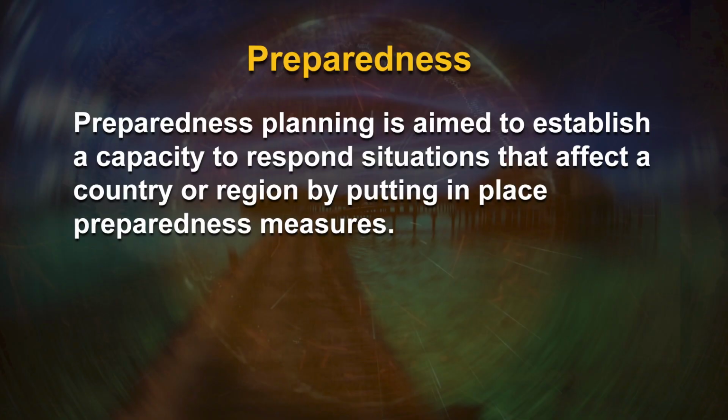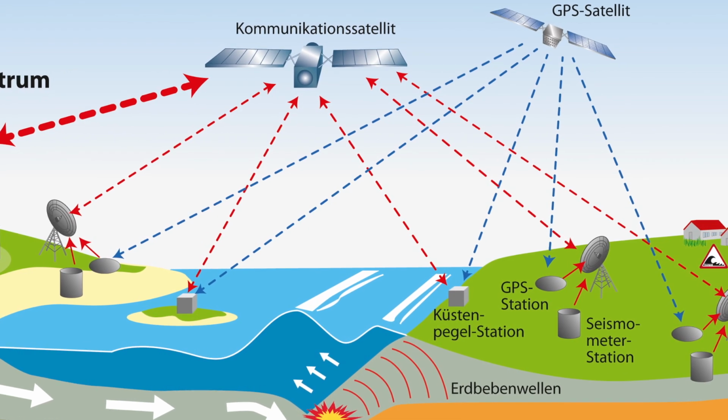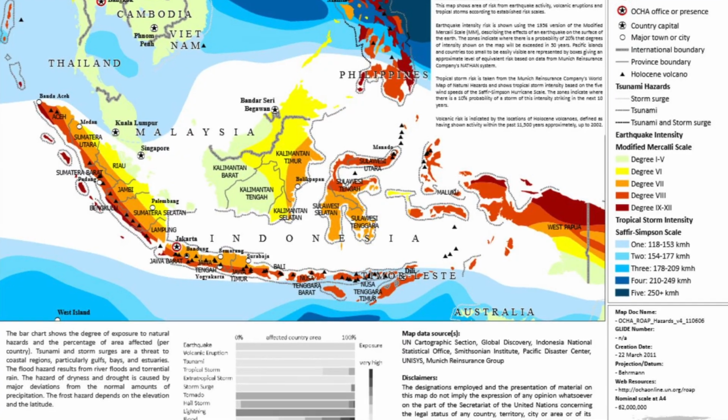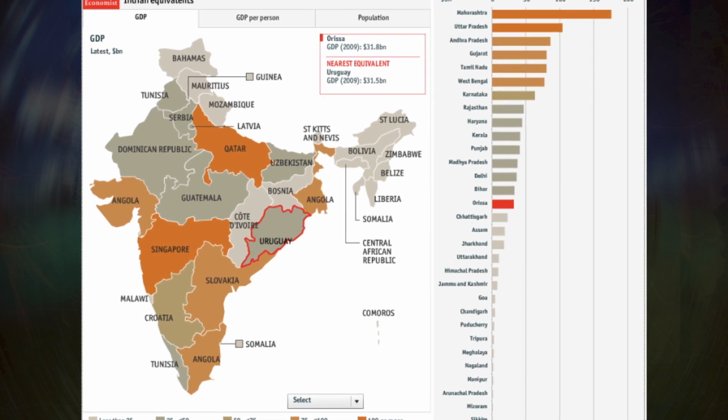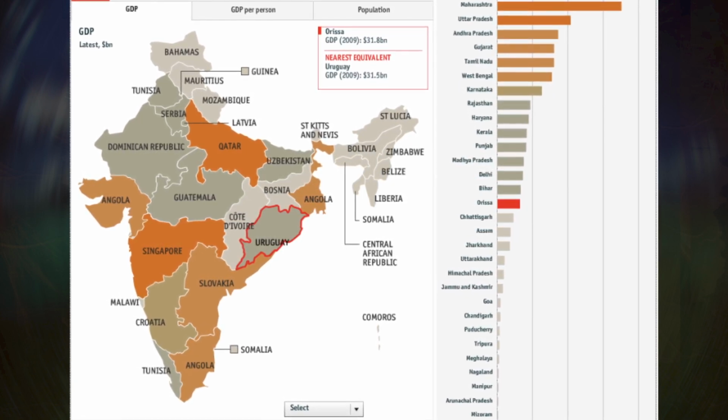Preparedness. Preparedness aims to reduce the risks in the location of disaster risk areas and to involve communication, information and warning systems. Preparedness planning is aimed to establish a capacity to respond to situations that affect a country or region by putting in place preparedness measures. Some examples are early warning systems, vulnerability assessment in disaster prone areas, and capacity building in hazard mapping and disaster awareness programs.